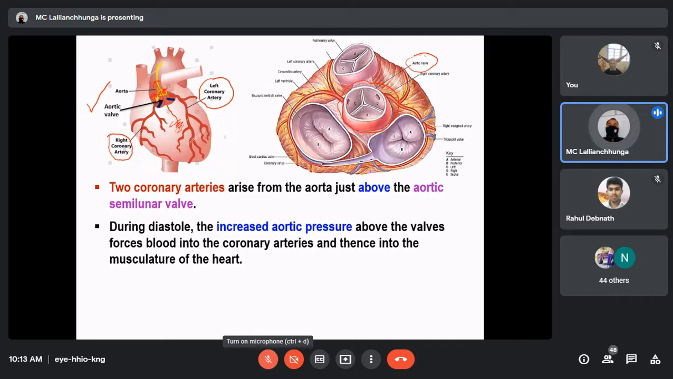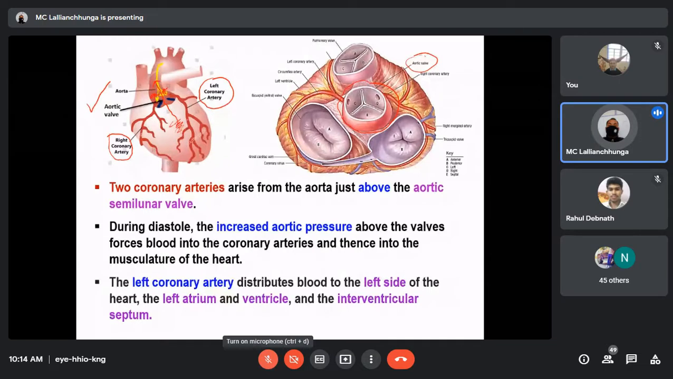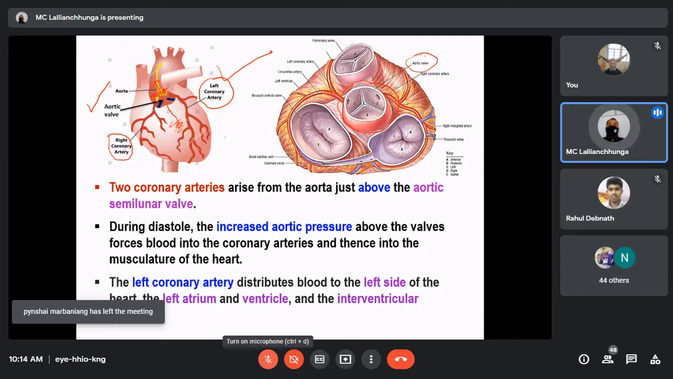Regarding the cardiac cycle, you have to remember that during diastole, blood enters the left and right coronary arteries, but during systole, blood will be forced out of the coronary arteries. The left coronary artery distributes blood to the left side of the heart, the left atrium and ventricle, and the interventricular septum. So the left side of the heart is usually supplied by the left coronary artery.